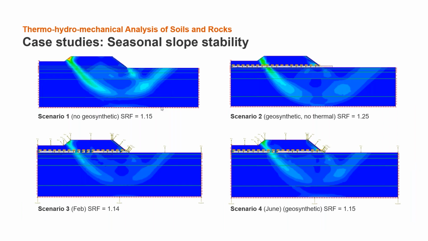Here are the SRF values from the analysis. Without the reinforcement, the SRF equals 1.15. And the second one, when you install the reinforcement, it increased to 1.25 as expected. However, in the winter, the SRF is 1.14, and the summer after that winter, it goes to 1.15. It was quite surprising for us when we first saw the values. We might think that, okay, there's something wrong with the model, something wrong with the input parameters. However, we looked at the model closer, and it's quite interesting here.